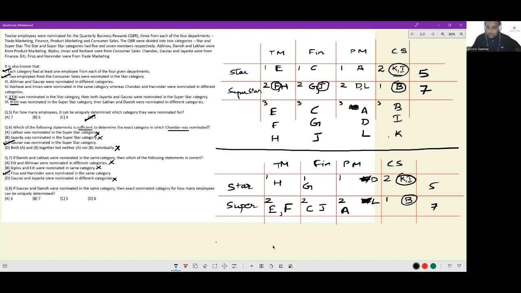The only change that has happened is, now look at Abhinav, still changing. Lakhan, you can be absolutely certain he's always in the superstar category. So one additional person, one new person has come into the fold, Lakhan. So for how many people can you be certain which category they are nominated in? For 6 people. And that will be the entirety of this set.